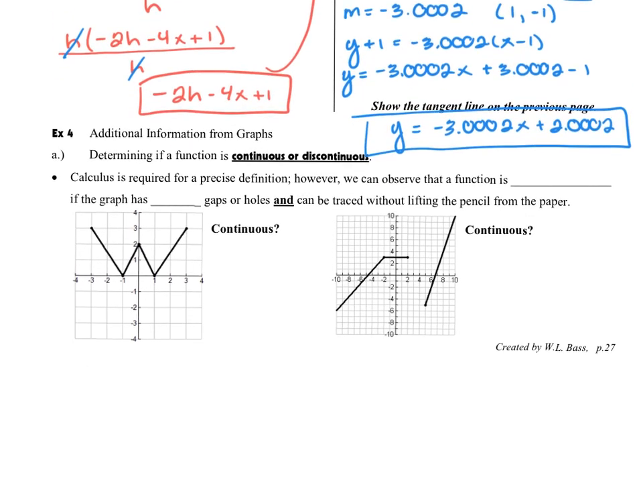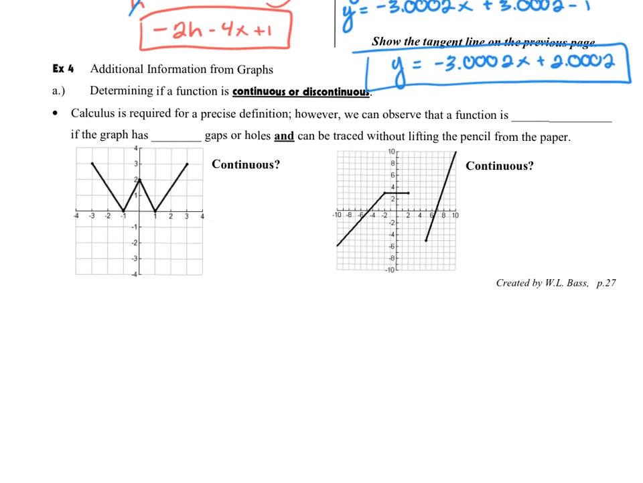All right, the last little bit that I'm going to show you is very, very quick. This won't take me more than probably 60 seconds. We're going to look at some different ways to analyze a graph, and the first one we're going to talk about is continuous or discontinuous. The actual math behind continuity is much more advanced than we can cover in this class, so I'm going to give you a really simple definition for the way we're going to analyze it. We recognize that calculus is required for a precise definition, but we can observe that a function is continuous if the graph has no gaps or holes, and this is kind of our money statement here, and can be traced without lifting the pencil from the paper.